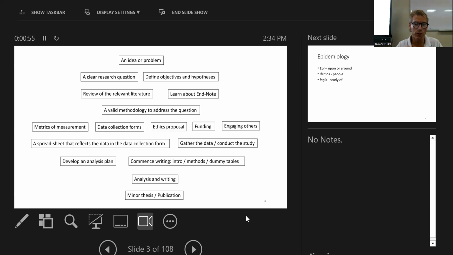Then you have to define your objectives and your hypotheses. Sometimes it's just exploring an issue. Sometimes it's a specific question that you can apply a research type question to. Then you need to do some sort of review of the literature to make sure that the question's not already well answered. It might have been answered by multiple different research projects.